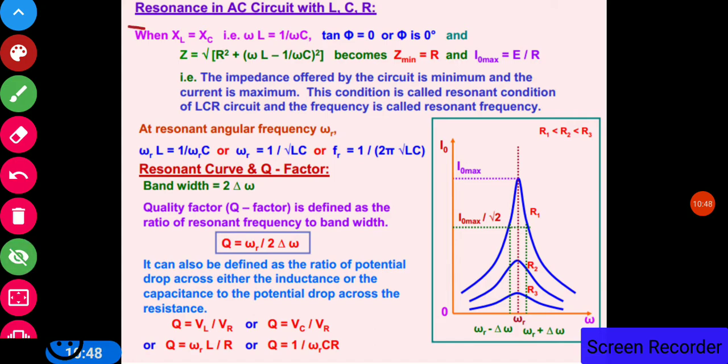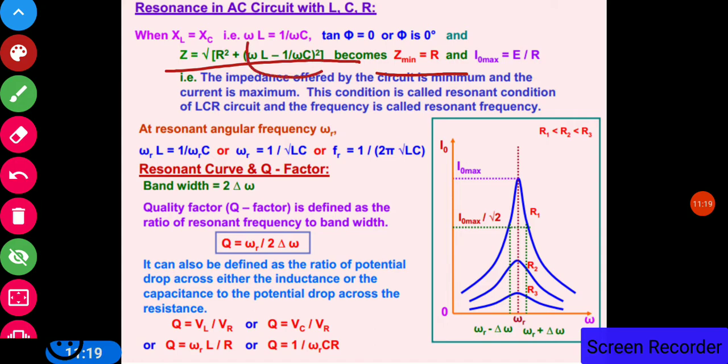Now, resonance in the AC circuit. Just now we have discussed the third case, when XL is equal to XC. Then what happens? When XL is equal to XC, it means omega L is equal to 1 upon omega C. Tangent phi is 0, or phi is equal to 0 degree. So, from the expression of the impedance, when omega L is equal to 1 upon omega C, this term will become 0 and Z will be equal to R.